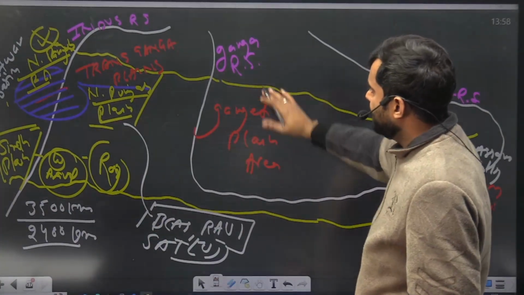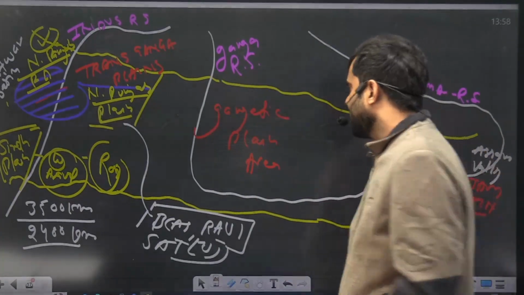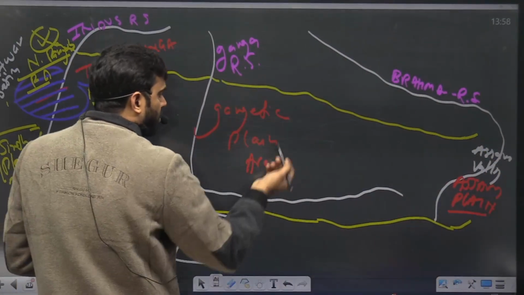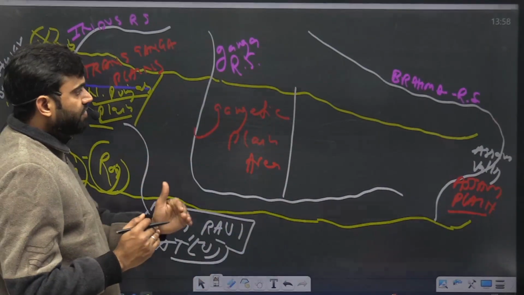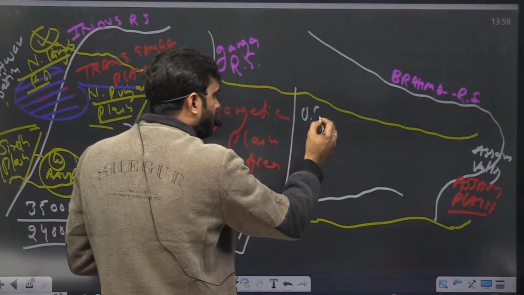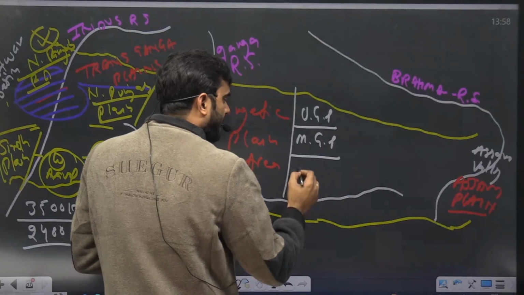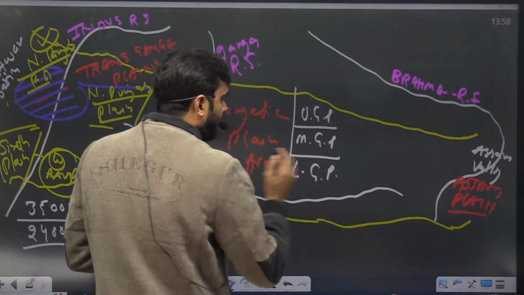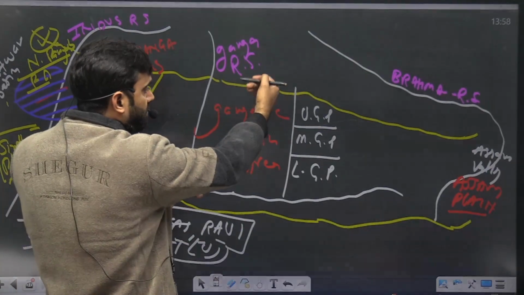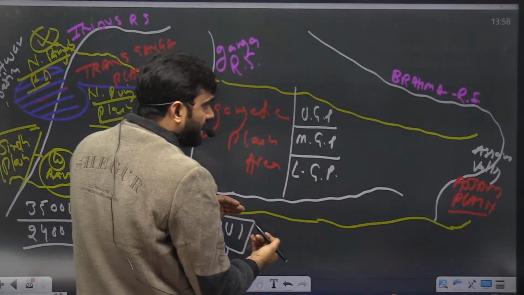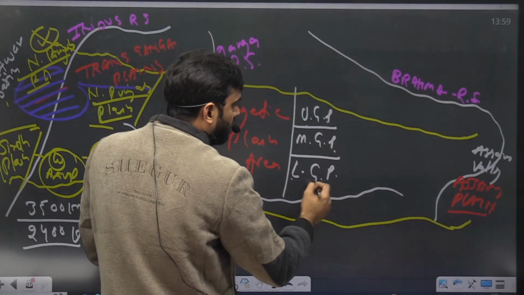But on the other side, when we talk about the Gangetic plain area, it has multiple names and multiple classifications. When we talk about the Gangetic plain, there are three major classifications: Upper Ganga plain, Middle Ganga plain, and Lower Ganga plain area. The Gangetic plain area, located north of the Ganga up to Shivalik, has been classified into three parts: Upper Ganga plain, Middle Ganga plain, and Lower Ganga plain.